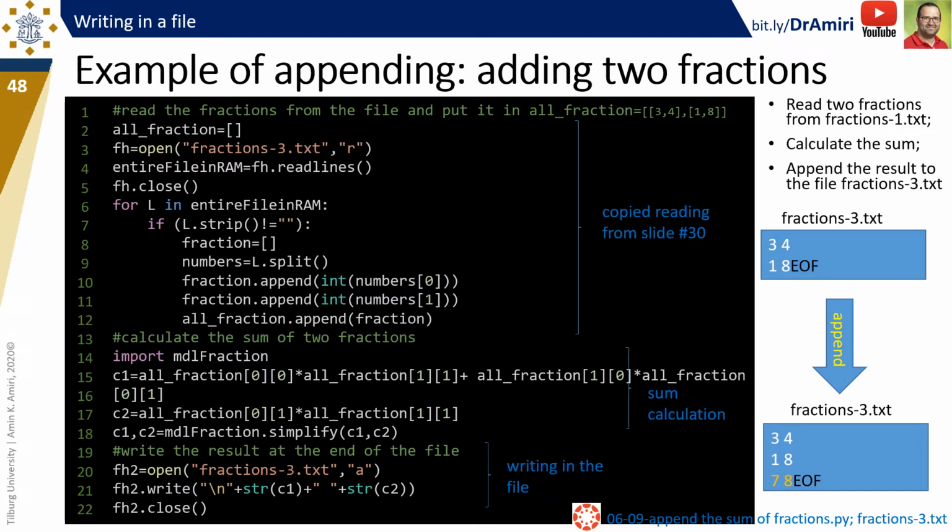end of the file. So you just need, in line 20, to open the file using the append method, then start with writing a backslash n so that it goes to the next line, and then you print C1 and C2 with a blank space in between them to follow the pattern of the file, and afterwards you close the file.